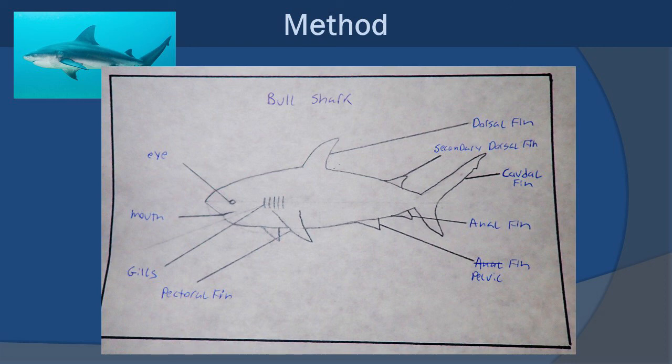My shark here is not perfect. It is not a great artist rendering, but it's enough to get the point across and make sure the labels are correct and you get all the marks you need to. All right, so here is a good example of a biological drawing. And so we're going to practice in class and get some more experience.